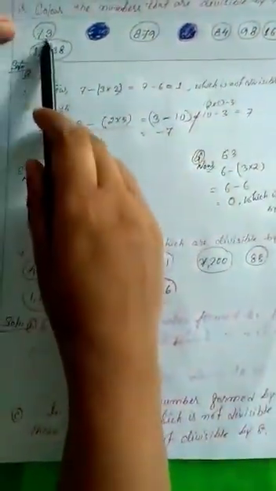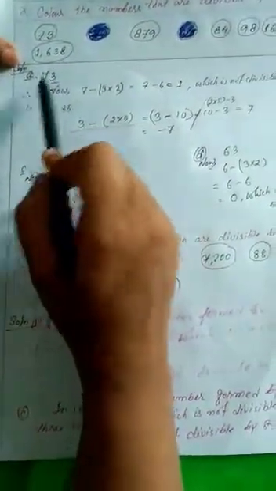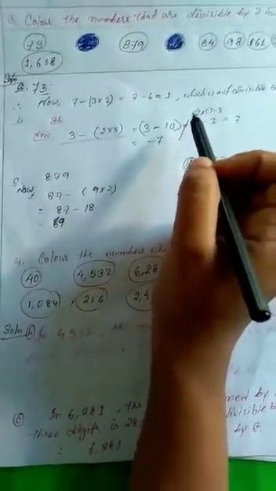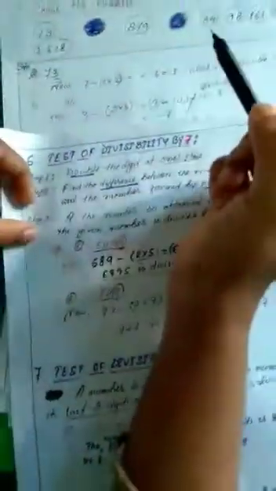Right students? So children, first of all we'll see this number 73. How can we check 73 for divisibility by 7? Just now we have learned it. How will we check it? By using the formula, step 1. So now how will we do it?